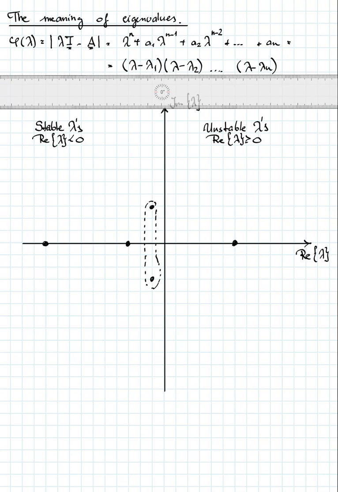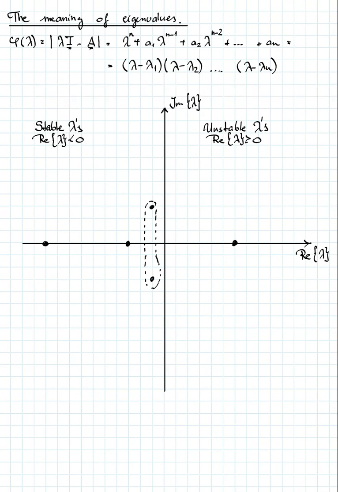And these eigenvalues I draw on the complex plane. So in general, lambda is in the set of the complex numbers. That's why we are going to draw the eigenvalues on the complex plane. This is the real part of lambda. This is the imaginary part of lambda. The left hand side of the complex plane is the stable lambdas, when the real value is negative, and this part is the unstable part, when the real part is non-negative.